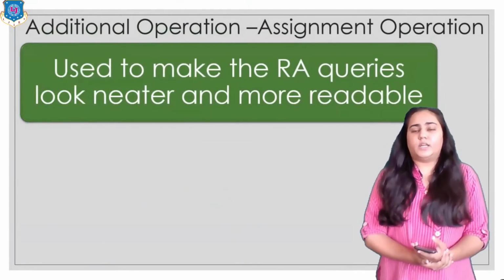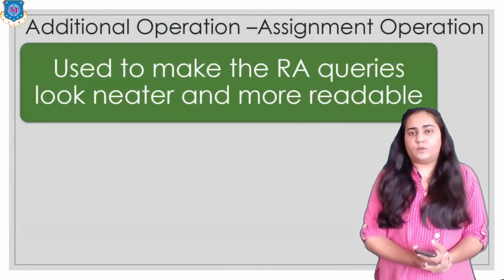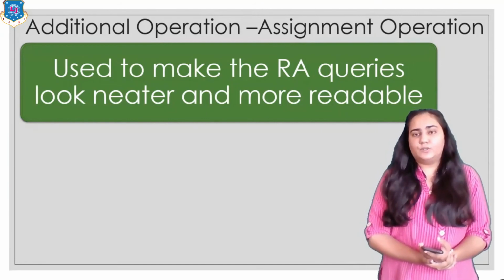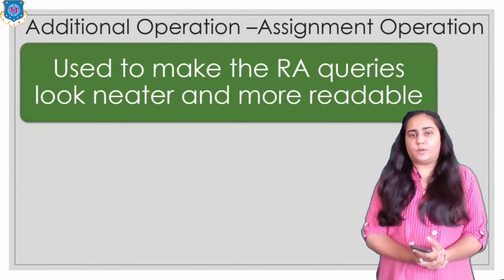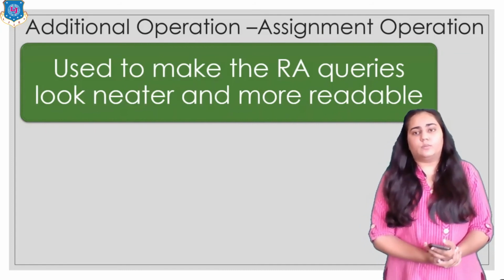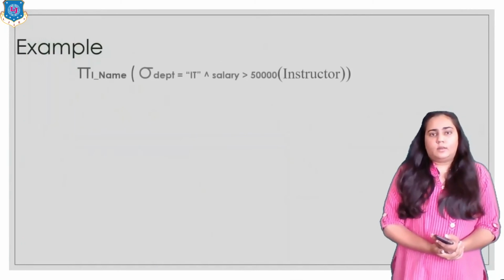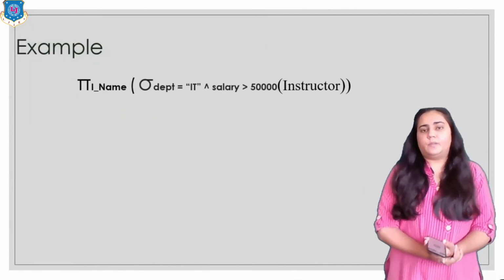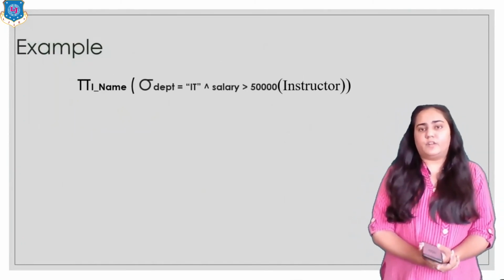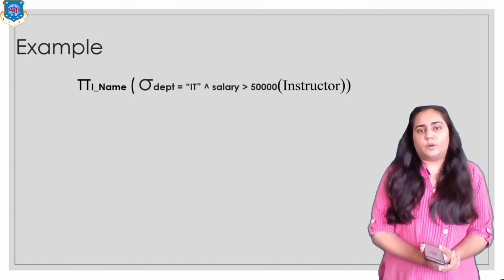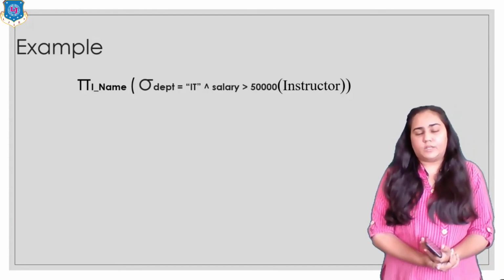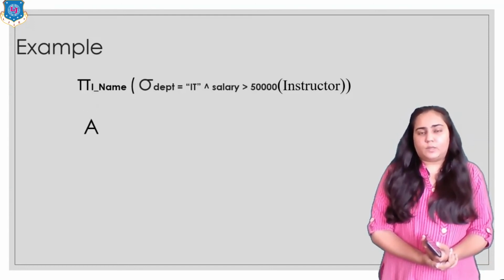The next additional operation that we are going to talk about is the assignment operation. It is used to make the relational algebra queries look neater and more readable. So that's its only purpose. And here is an example. This is a simple query that fetches names of all instructors with department IT and salary greater than 50,000. I could write it in a better way like this.